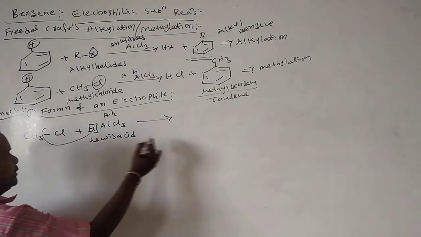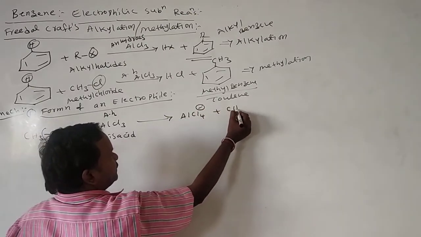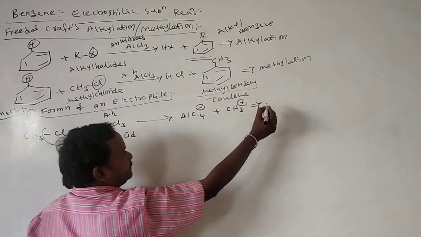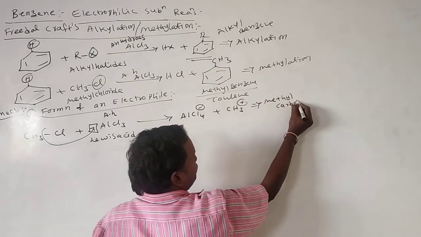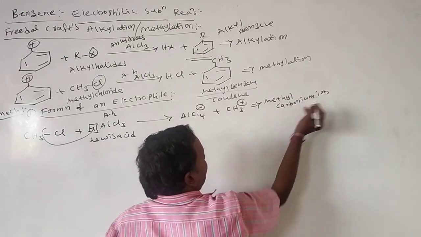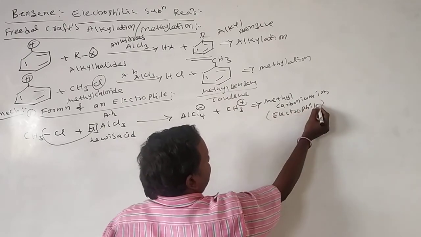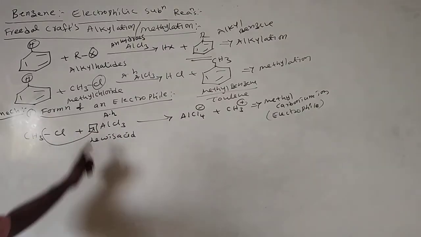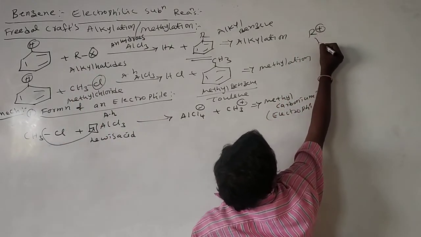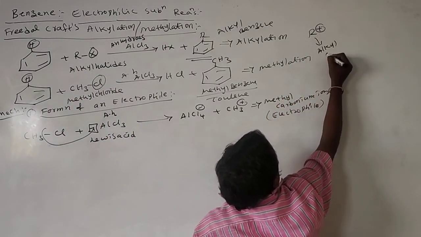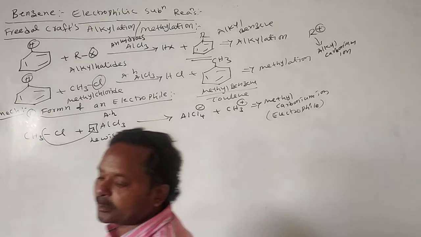Like this, it forms AlCl4 minus and CH3 plus. This CH3 plus is called the methyl carbonium ion. This is an electrophile. If you take the alkyl halide, we will get R plus as the electrophile, which we call the alkyl carbonium ion.